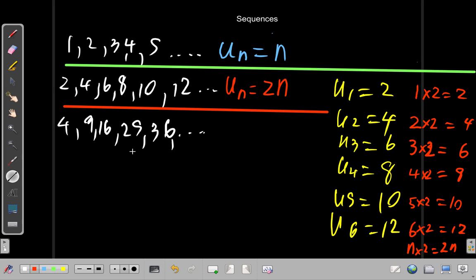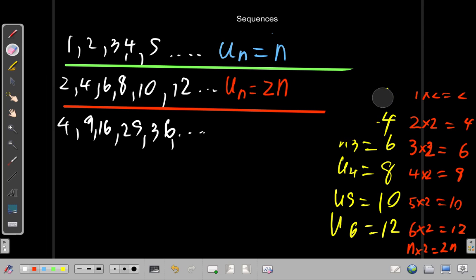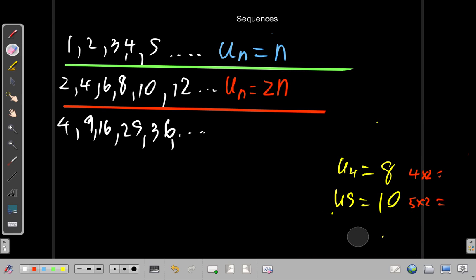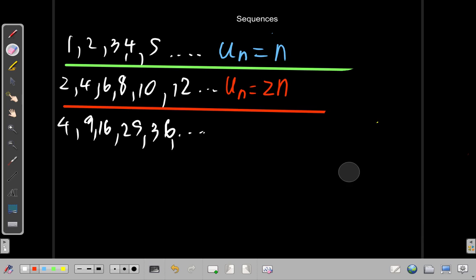What about the third one? Let's make some space by erasing some of what I have here and do some work on that. Now, for this, 4, 9, 16, 25, 36, it is obvious that, let me just put a line here to take these two out.